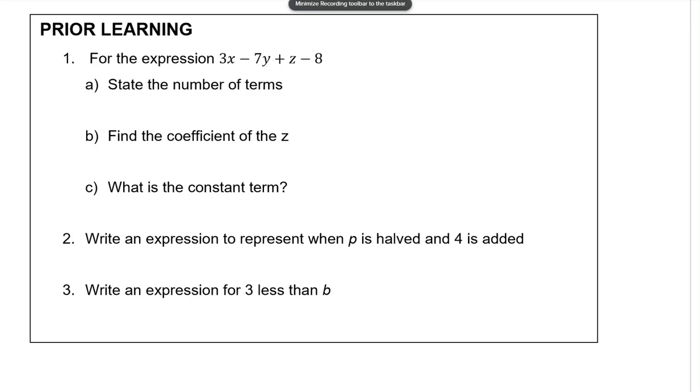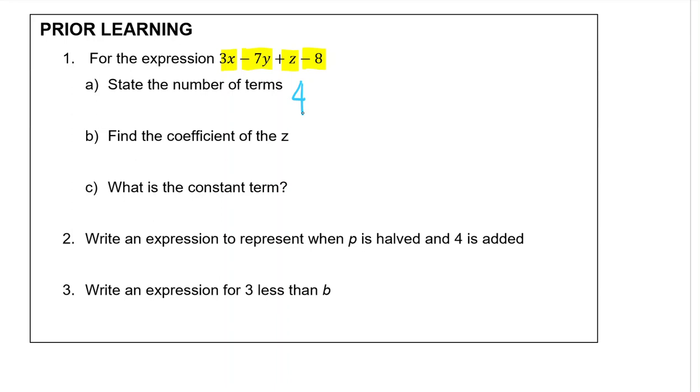Okay, Year 7, before we start the new work today, let's quickly revise what we learnt last lesson, which was all about terms and coefficients and expressions. So question 1 says, for the expression 3x minus 7y plus z minus 8, state the number of terms. The terms are separated by the plus and minus signs. They do include the plus and minus signs, however. Okay, so in this one you can see where I've highlighted there are 4 terms in that expression.